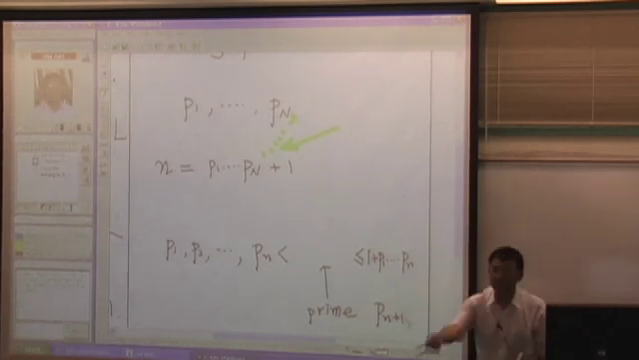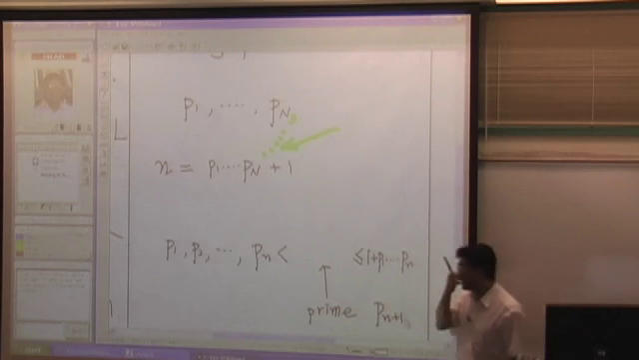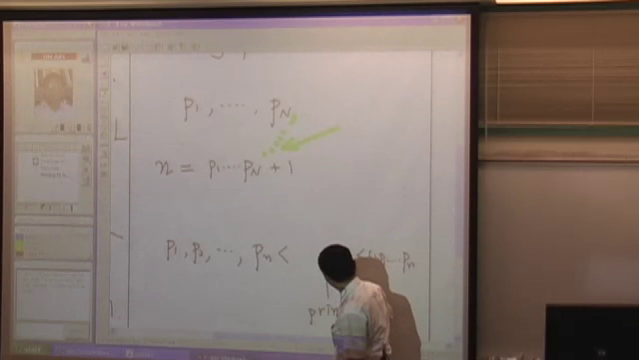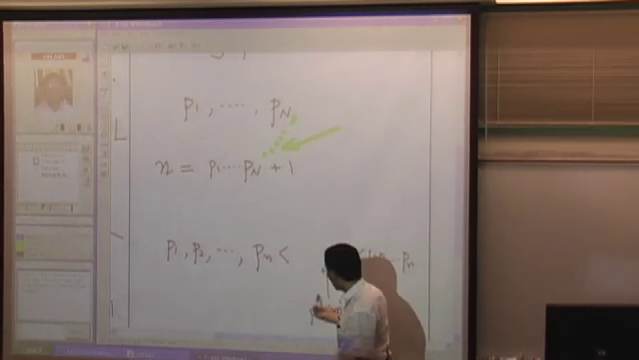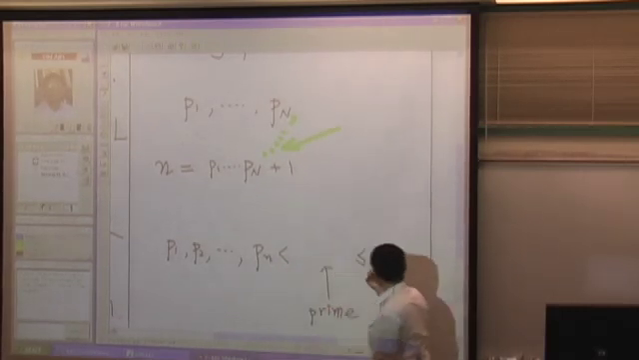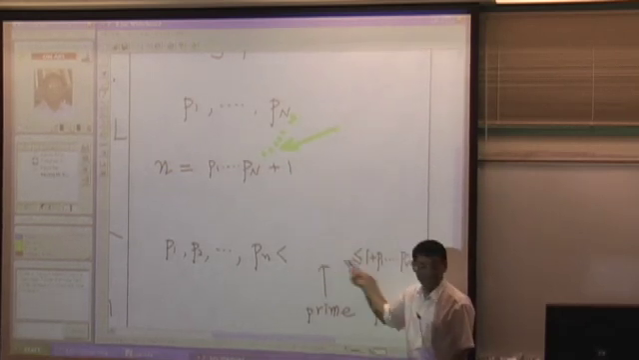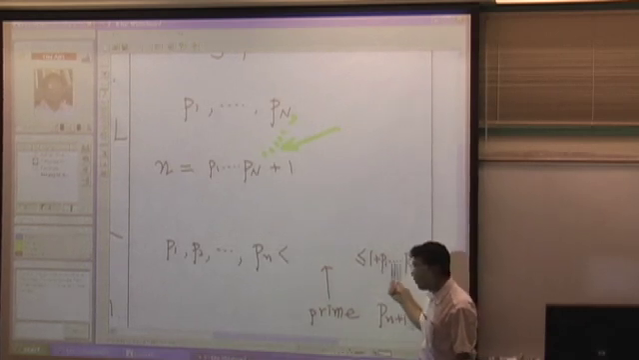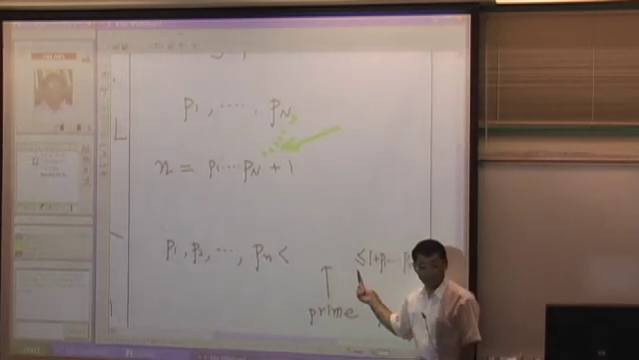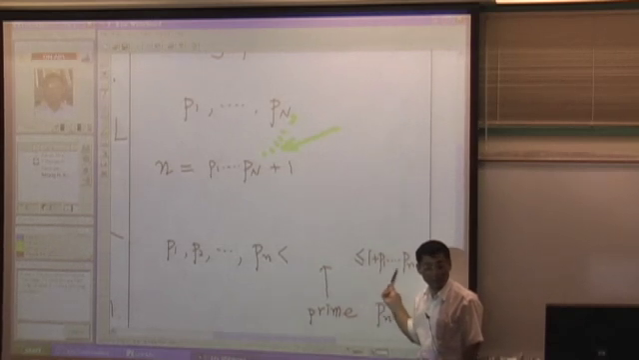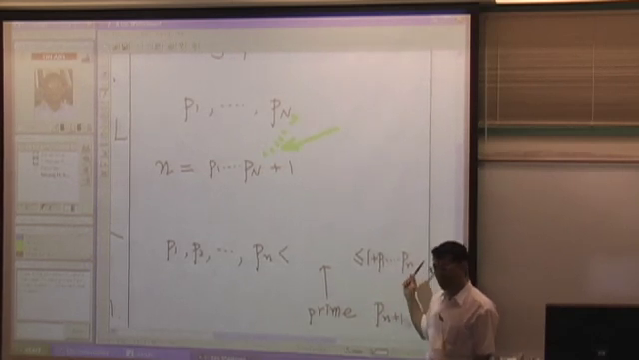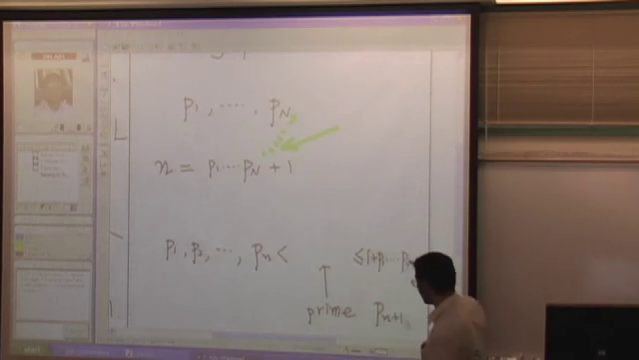The proof is exactly the same. Why? Because assume that there are no primes in between. Then this number is not divided by P1, P2, Pn, right? This number cannot be divided by P1, P2, Pn. And then there are no primes in between, then this is a prime. Do you follow me or not? Exactly the same proof. If you don't understand, ask. It's exactly the same proof.